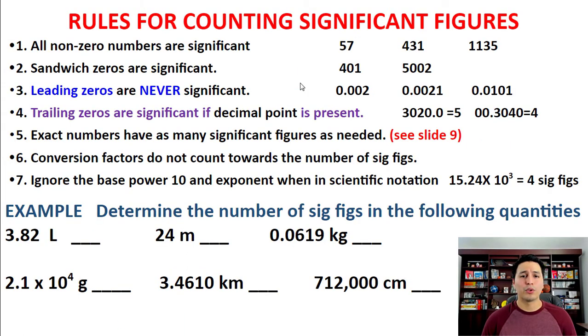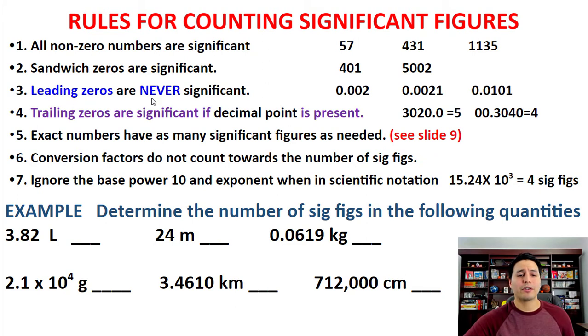Let's go ahead and look at some of the rules for counting significant figures. The rules are all non-zeros will always be significant. So in this case, any number other than a 0 will always count as a significant number. So 2 significant figures here, 3 significant figures here, and 4 significant figures here. The next rule says that sandwich zeros are significant. So in this case, when a 0 is between 2 real numbers, then that 0 would also be significant. So in this case, we got 3 significant figures, and in this case, there's 2 zeros between 2 real numbers, so these 2 zeros will count as significant. So we got a total of 4 here.